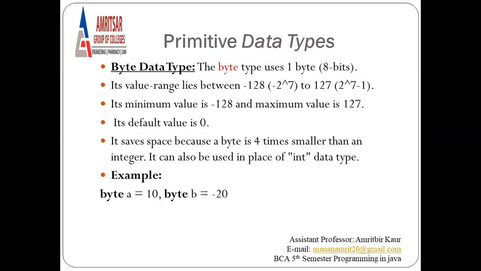So byte is 4 times smaller than integer. If we want to save our space, to save our memory, then we can use the byte data type. To use it, firstly we write the byte keyword and then our variable name equals to our value.